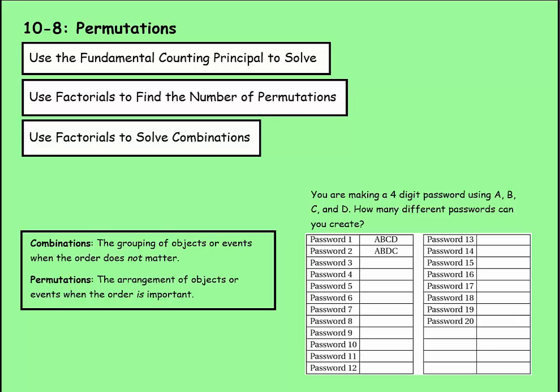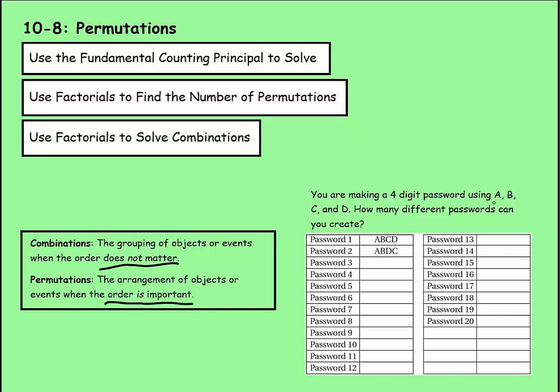First, let's focus on the difference between combinations and permutations. With combinations, they are the grouping of objects or events when the order does not matter. With permutations, it's the arrangement of objects or events when the order is important. This is the major difference.